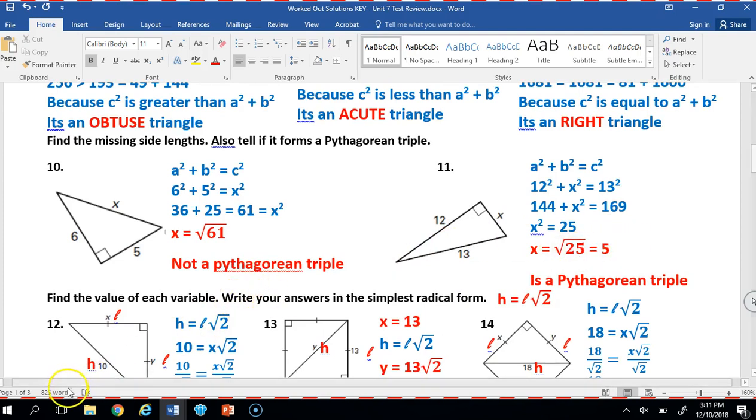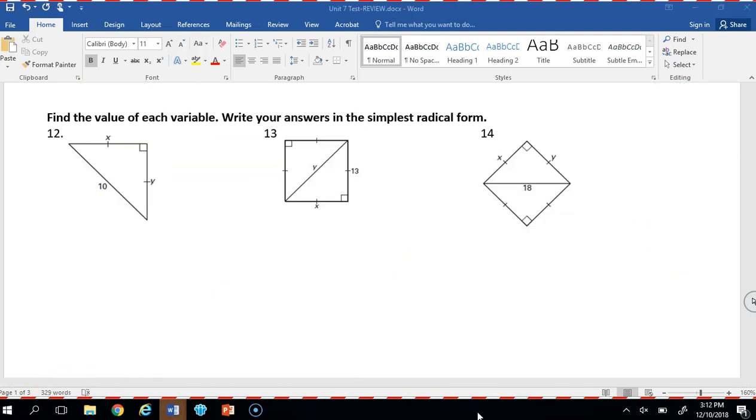So for the next set of problems, 12, 13, and 14, it says find the value of each variable, write your answers in the simplest radical form.